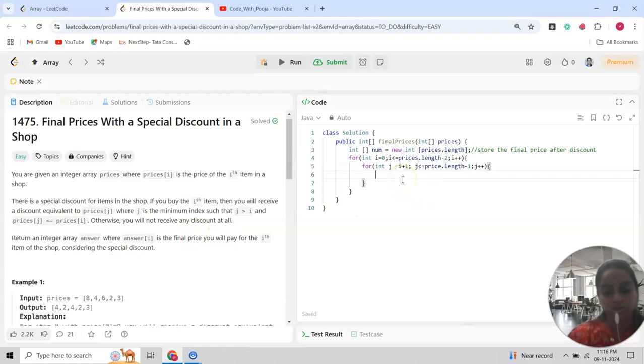Now this condition would check whether j is greater than I. It will always be, because j starts from I plus 1, so it is obvious. So I don't think I have to use it here, I will just remove it and write only one thing, that the price of I will be greater than or equal to what?